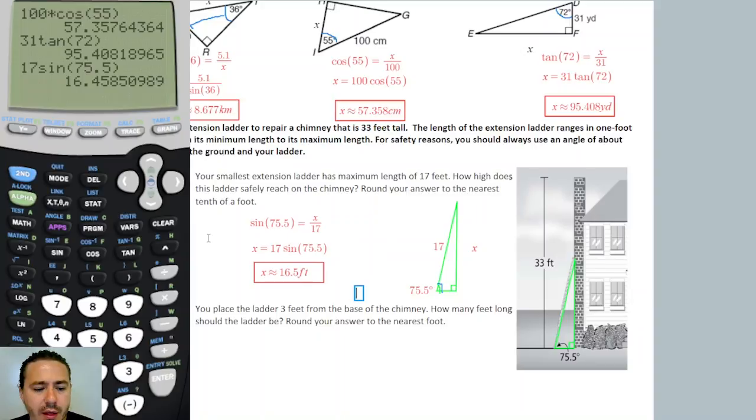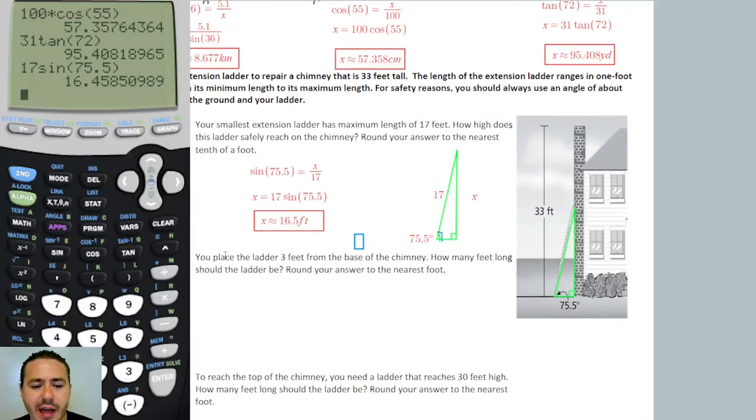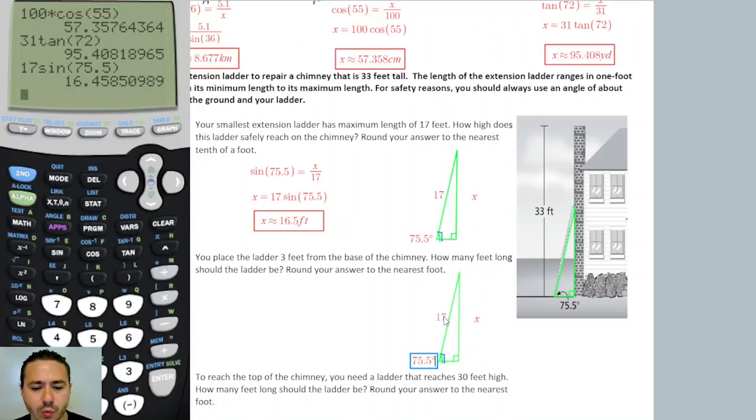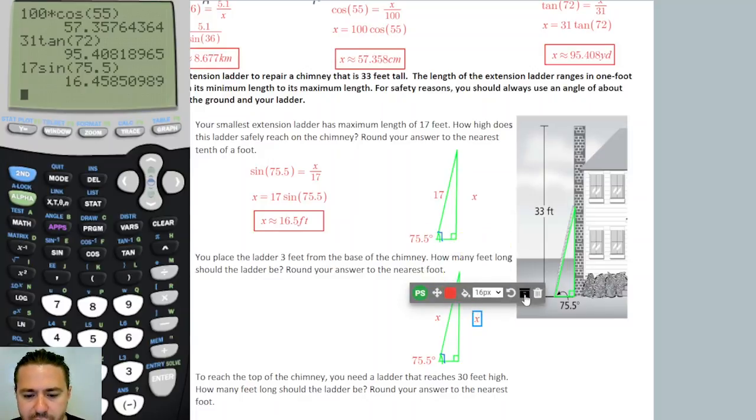Okay. Part B says you place the ladder 3 feet from the base of the chimney. Okay, how many feet long should the ladder be? So I'm going to copy this diagram because it's really the same kind of setup here, except we don't know the length of the ladder. So put the x here, and instead of this being a side that is of interest in this problem, we know down here we're going to have 3 feet.